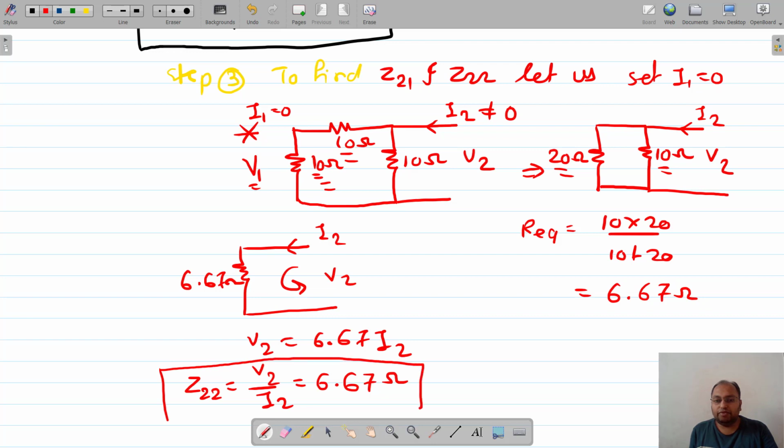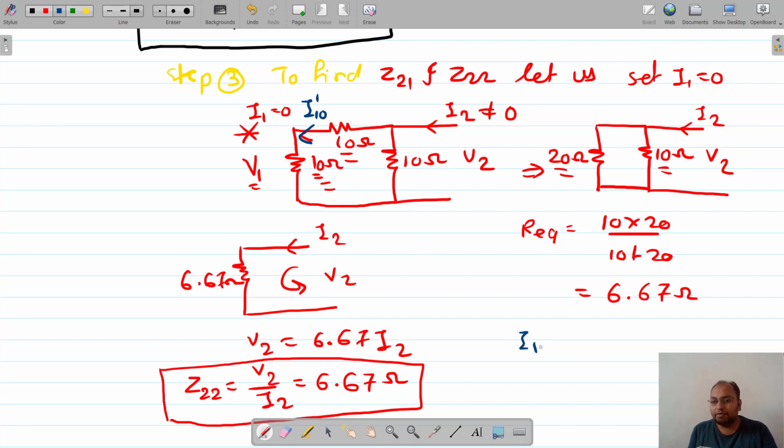Now again, what we need to do is find out the current flowing through this particular 10 ohm resistor. Let us say this is I10 dash, because we have already used I10, so we cannot use the same suffix or notation. So I have used I10 dash. Let us find out the current flowing through this 10 ohm resistor.